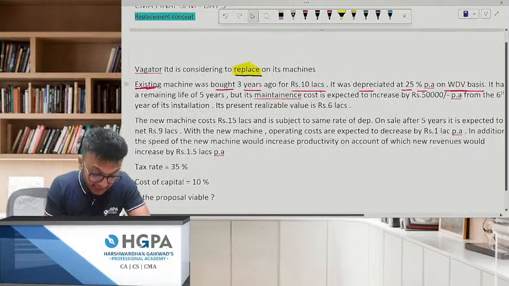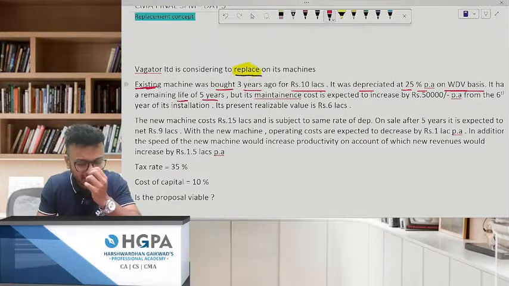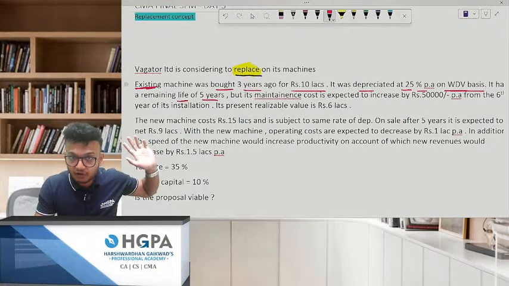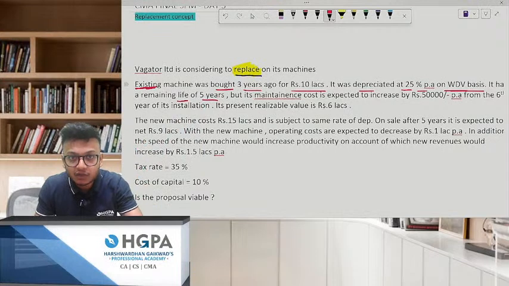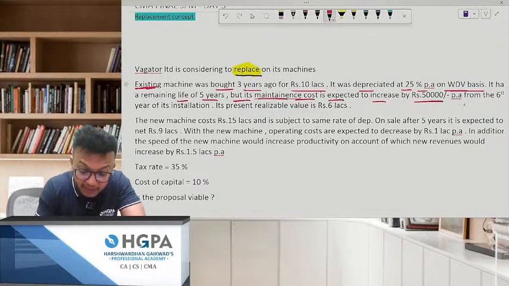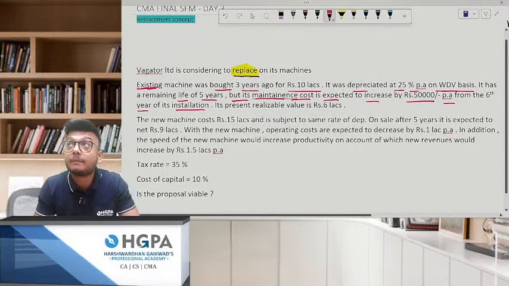Now, it has a remaining life of 5 years. So what are they trying to tell you? Go very easy. This means that the existing machine has a total useful life of 8 years, 3 years which have already gone, and 5 years down the line. So total useful life is 8 years. But its maintenance cost is expected to increase by rupees 50,000 per annum from the 6th year of its installation.